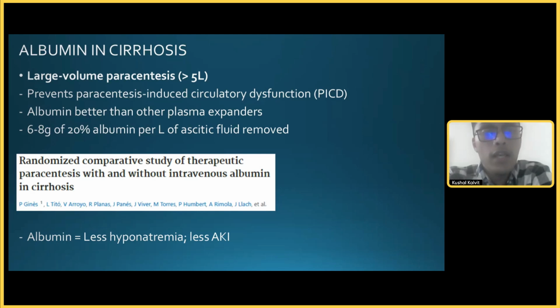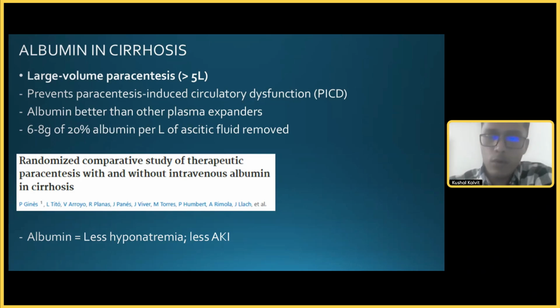But what they really found is that albumin infusion decreases the incidence of paracentesis-induced circulatory dysfunction, a very detrimental effect of large volume paracentesis, because this PICD leads to increased incidence of renal impairment, hyponatremia, hepatic encephalopathy, and so on. Albumin has also been compared with other plasma expanders like starches for the same indication, and it has been found that albumin is definitely better. So currently we are advised to infuse 6 to 8 grams of 20% albumin per liter of ascitic fluid that is removed.